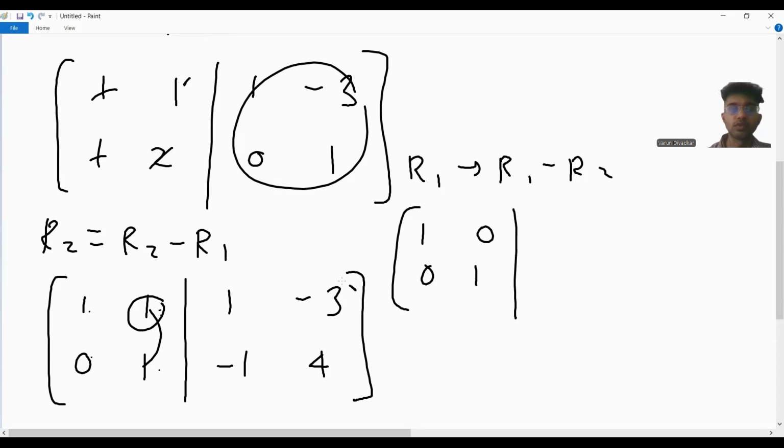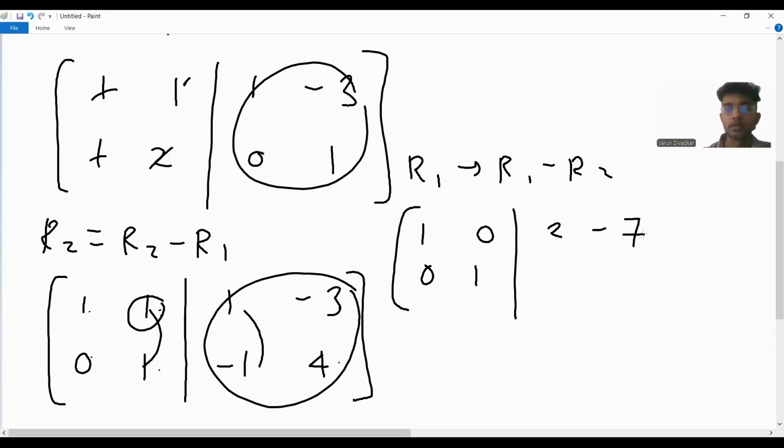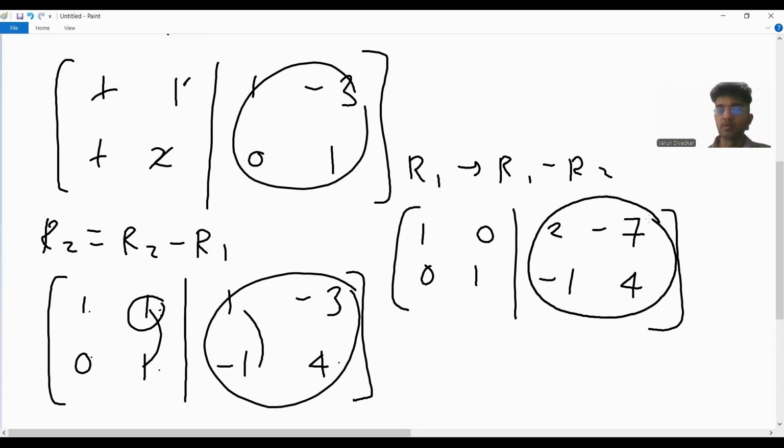Similarly, you have to do the same thing at this side as well. 1 minus minus 1 becomes 1 plus 1, that is 2. Minus 3 minus 4 becomes minus 7. And then this remains minus 1 and 4. So we conclude that this is the inverse of the matrix because this has now become the identity matrix, right? 1, 0, 0, 1. So this is the inverse of a matrix.